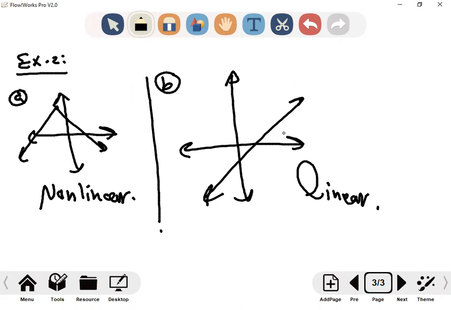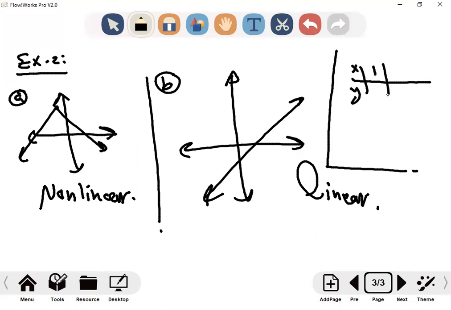Okay, guys? How about the table? Look here. If we have this table, X: 1, 2, 3, 4, Y: 2, 4.